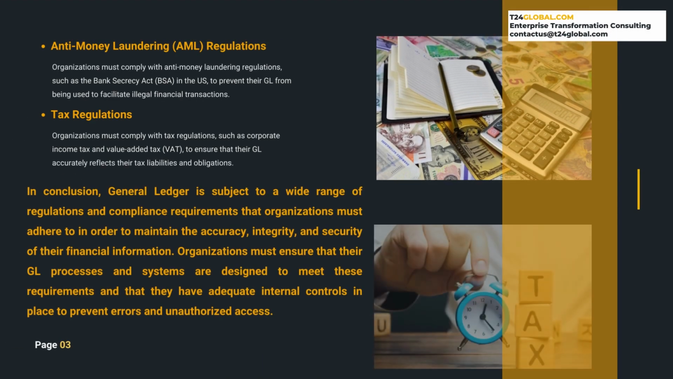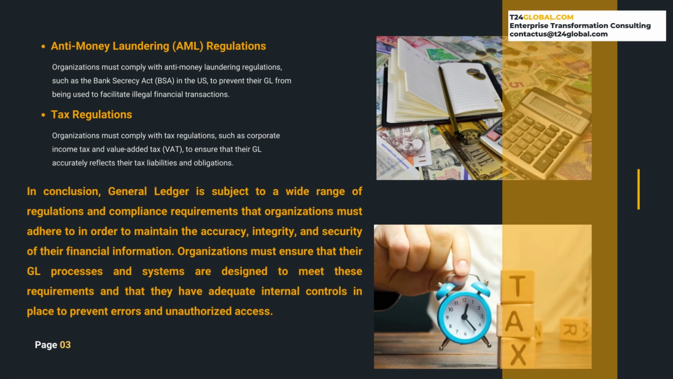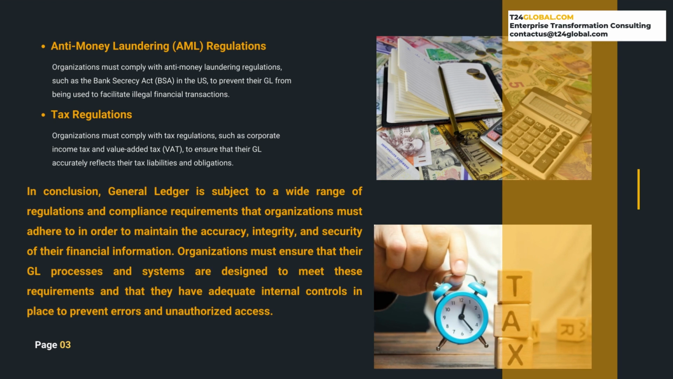5. Anti-money laundering, that is AML, regulations. Organizations must comply with anti-money laundering regulations, such as the Bank Secrecy Act, that is BSA, in the US, to prevent their GL from being used to facilitate illegal financial transactions. Non-compliance with AML regulations can result in legal liabilities, such as fines and imprisonment. For example, in 2019, Western Union agreed to pay $586 million to settle charges of violating AML regulations by allowing fraudulent transactions.